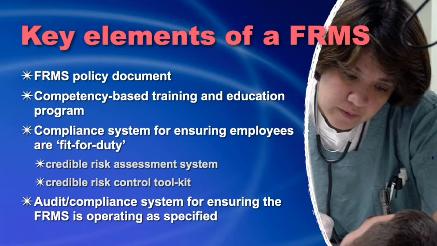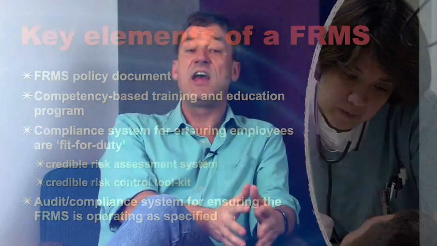The fourth element of the fatigue risk management system is some form of audit or compliance system for ensuring that the FRMS is operating as specified. That is, here's how we're going to manage fatigue and here's how you can check whether we're doing what we said we did. For those of you who come from a safety background, you'll realise that these are the same four elements that form the basis of any hazard management system. And going back to what we talked about before, you remember that catch cry, fatigue is just another hazard.